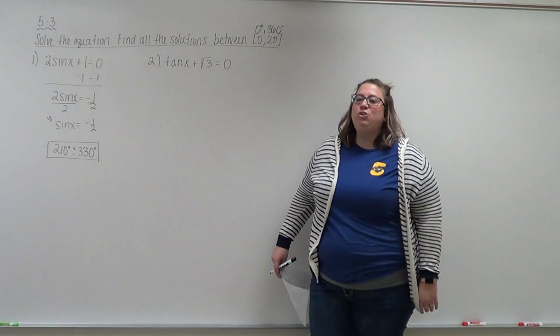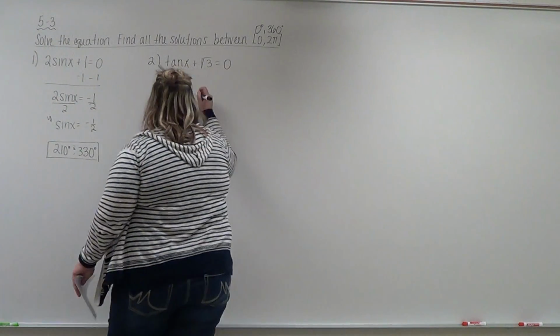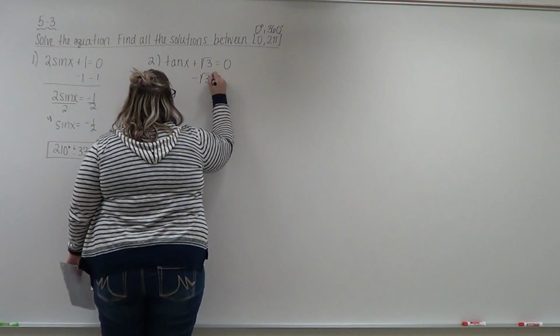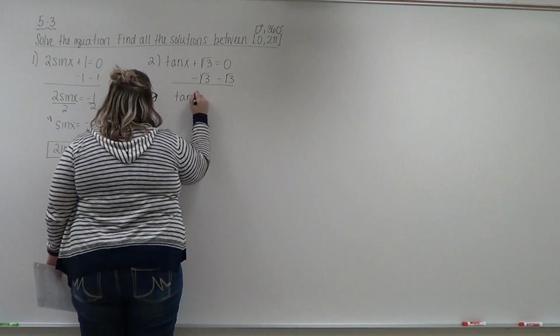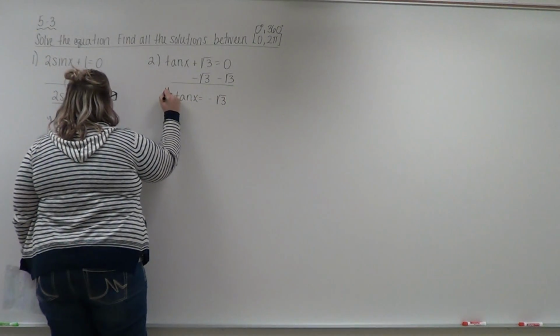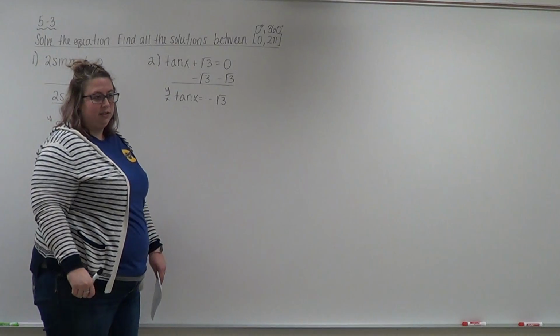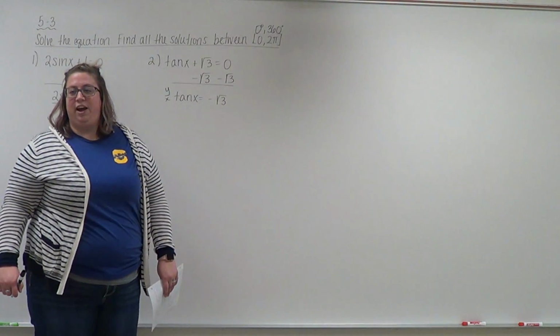How would you solve for tangent? Subtract square root of 3. Tangent is y over x. So if you want to, you can go to every single point on your unit circle and take y divided by x. I didn't think you'd probably want to do that, right?